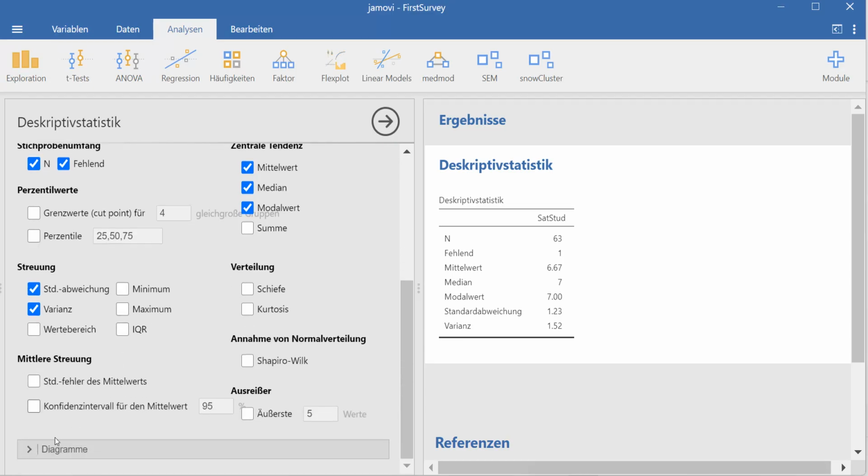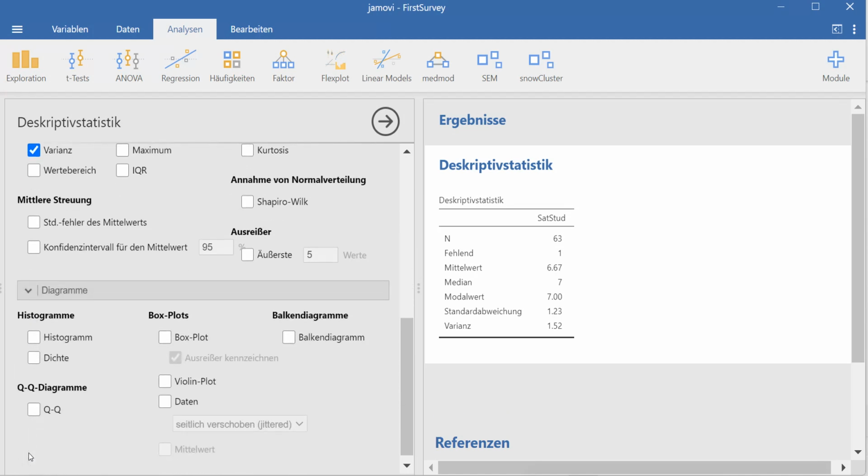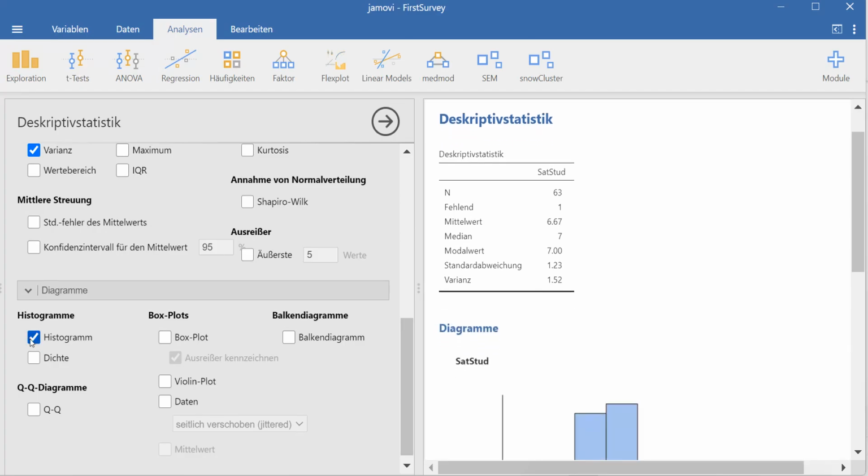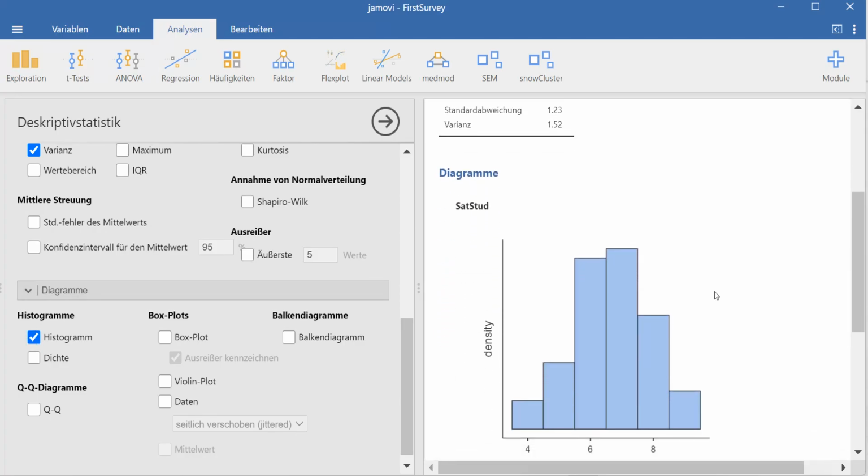What you can also do, you can add some diagrams. You have to look out here a little bit. That is one of the weaknesses of Jamovi. For example, for interval scale data, you cannot create a bar chart. You would need to create a histogram. And then you have also a chart for the data here.